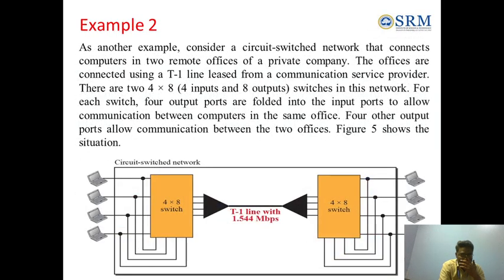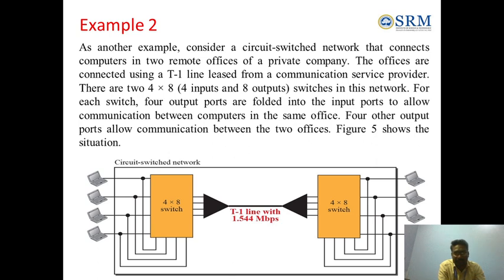And then the next example you are going to see for this circuit switched network is that we are going to make the connection between 2 computers in an office remotely, right? That is, in a private company you are going to make a remote connection of 2 computers. You are going to see now how the circuit switched network is established between these 2 computers.